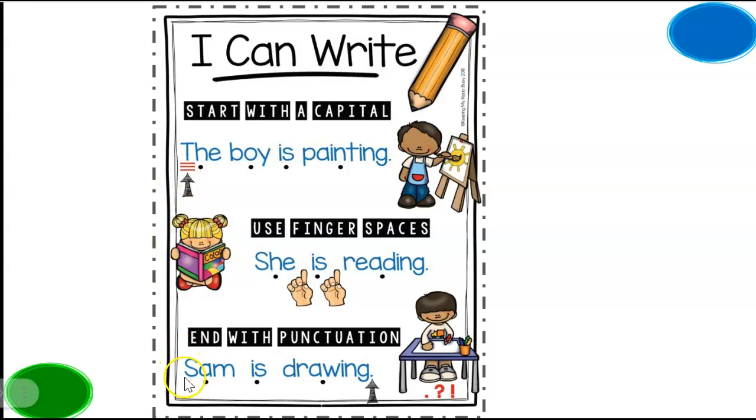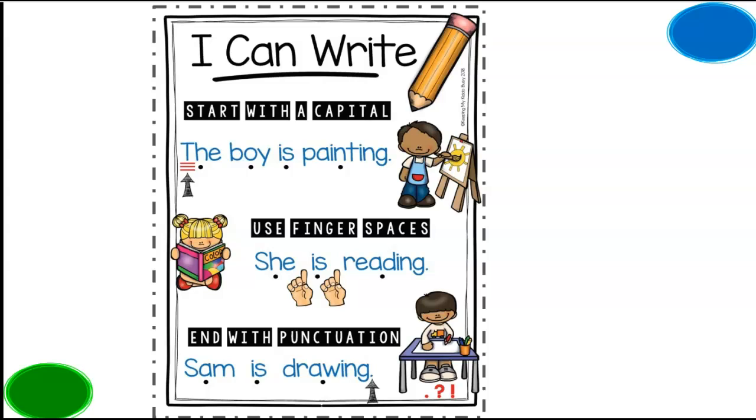So not only do all sentences begin with a capital letter, but they also end with punctuation. This is a period. Here's a question mark if we're asking a question. And here's an exclamation mark. That means we have strong feelings like, I am happy. And you get really excited, and that ends with an exclamation mark. So when we read this sentence, it ends with a period. Sam is drawing. And there's a picture of Sam drawing.